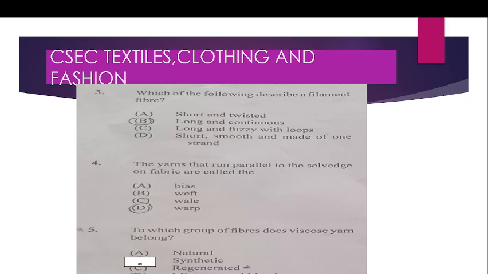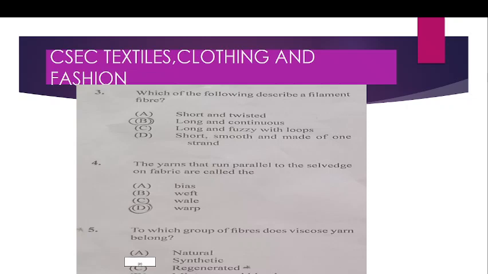Number four reads, the yarns that run parallel to the selvage on fabric are called warp. D is your answer. Why warp? Because the weft goes crosswise. And these are the two types of yarns that makes a fabric, right? So you have warp and weft yarns. But the warp yarns are always parallel to the selvage in a woven fabric. They are also called lengthwise yarns, whereas the weft yarns are called crosswise or filling yarns.